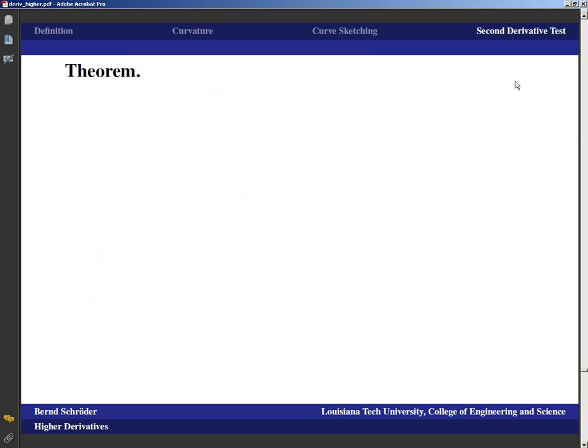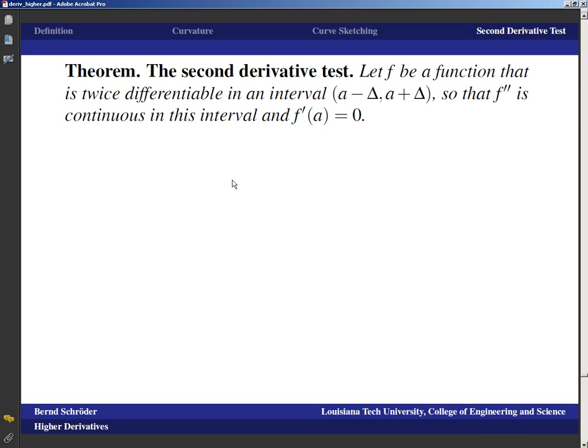Okay, with that, we're finally finishing out with another result that is useful in determining where a function has maxima or minima. It's called the second derivative test. And, well, basically you've got a function. You want it to be twice differentiable now in a little interval. And remember, that looks so horribly technical, but it just means that there's a little bit of wiggle room around a from a minus delta to a plus delta.